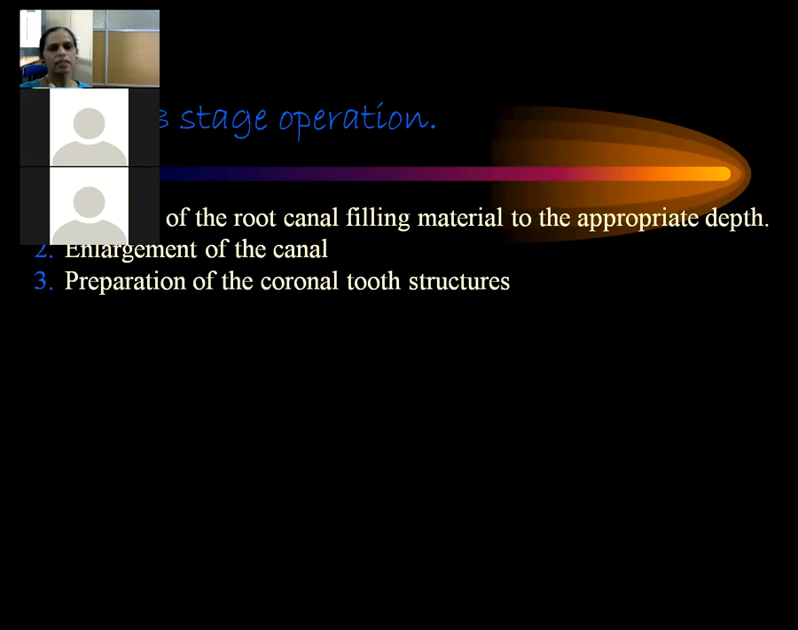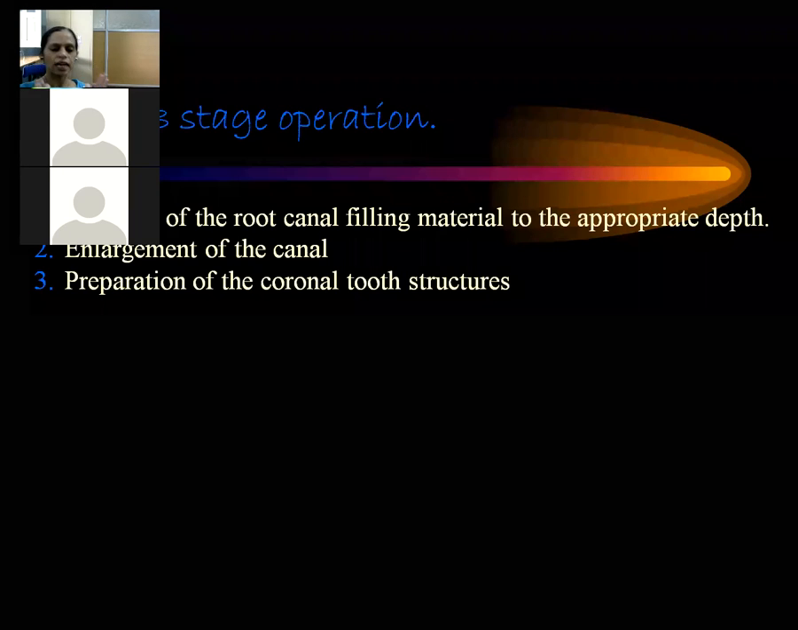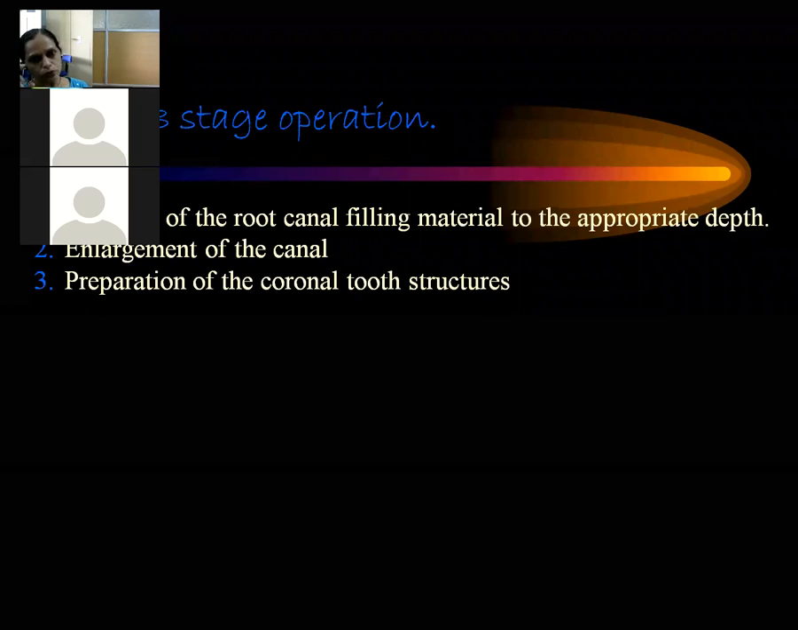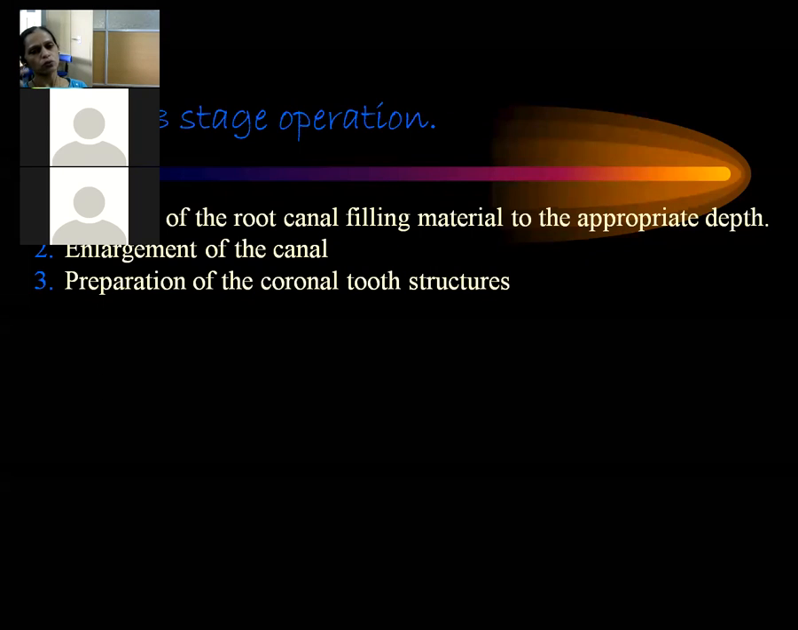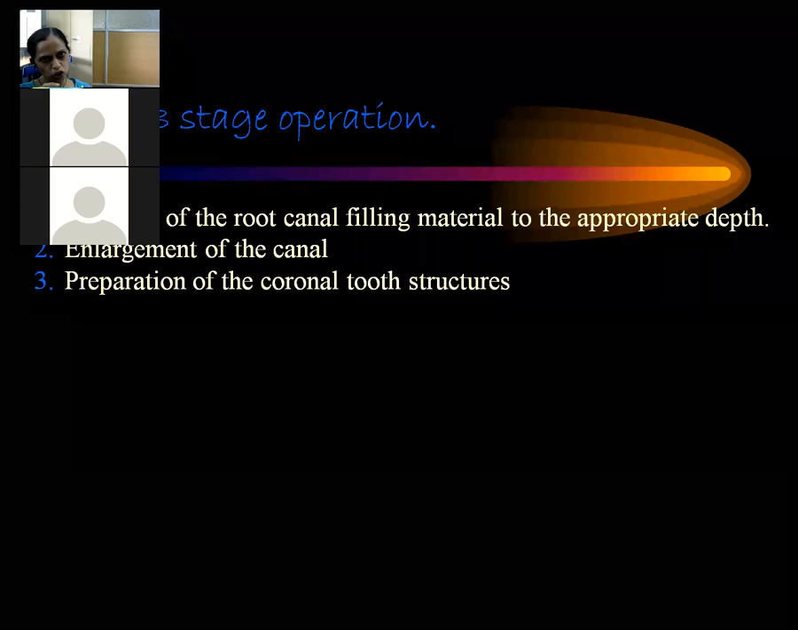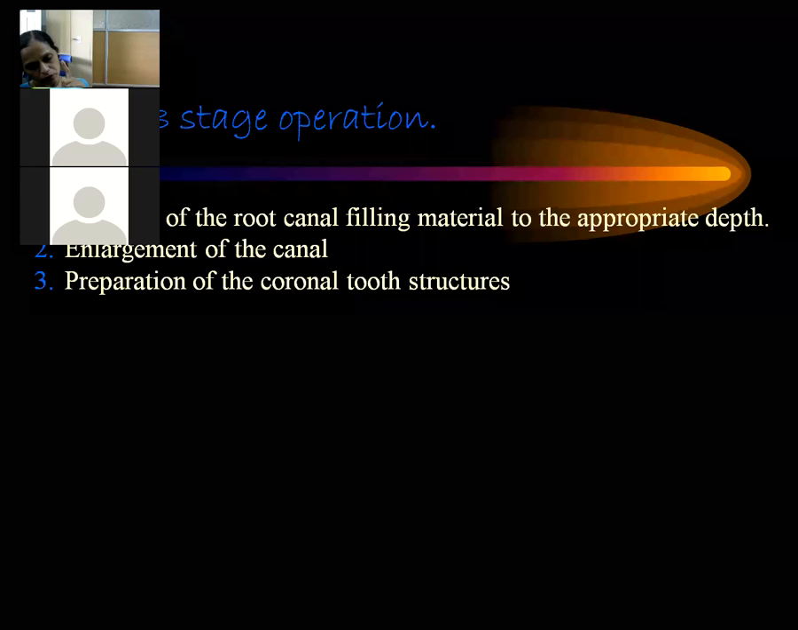So first thing, post and core is always done in the RC treated tooth. Previously, I told you, you have to take the support of the radicular portion, the support of the root. How are you going to take the support of the root for retention? You are going to remove 2/3 of the obturation of the root. You are going to remove 2/3 length of the gutta-percha from the root.